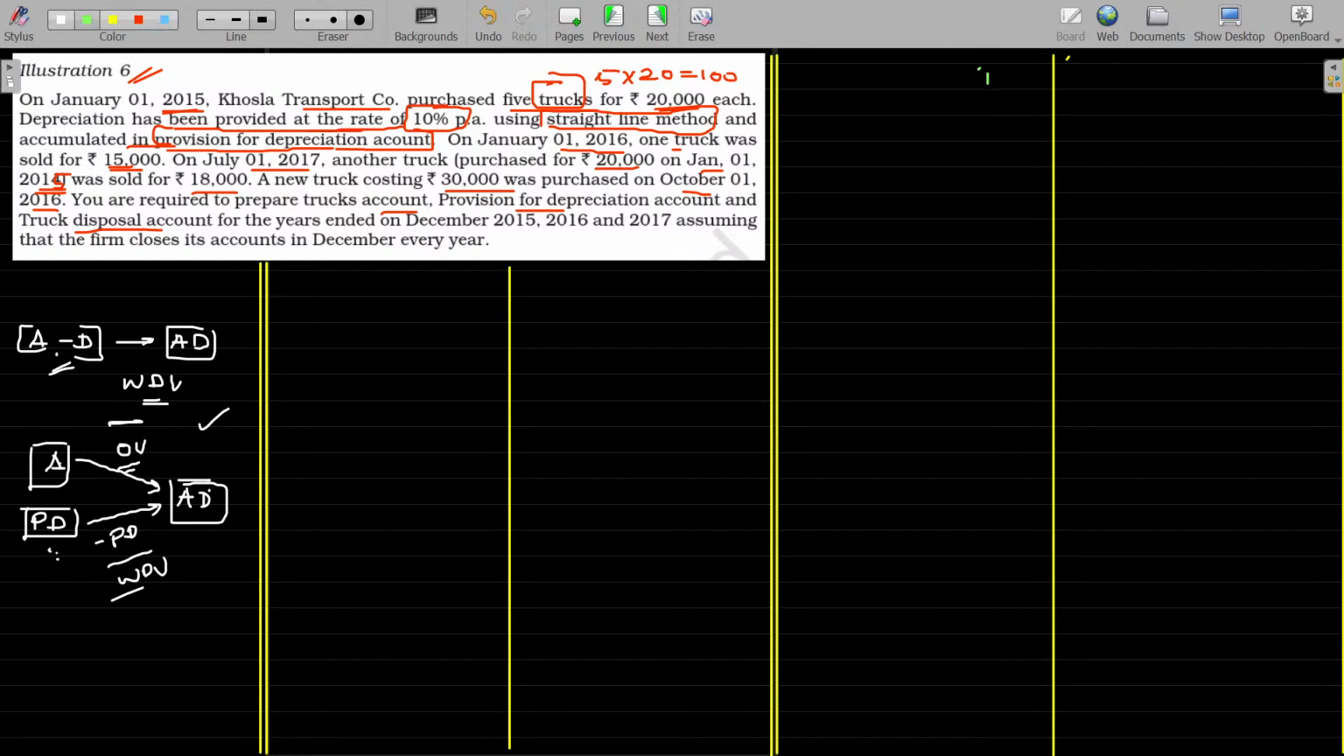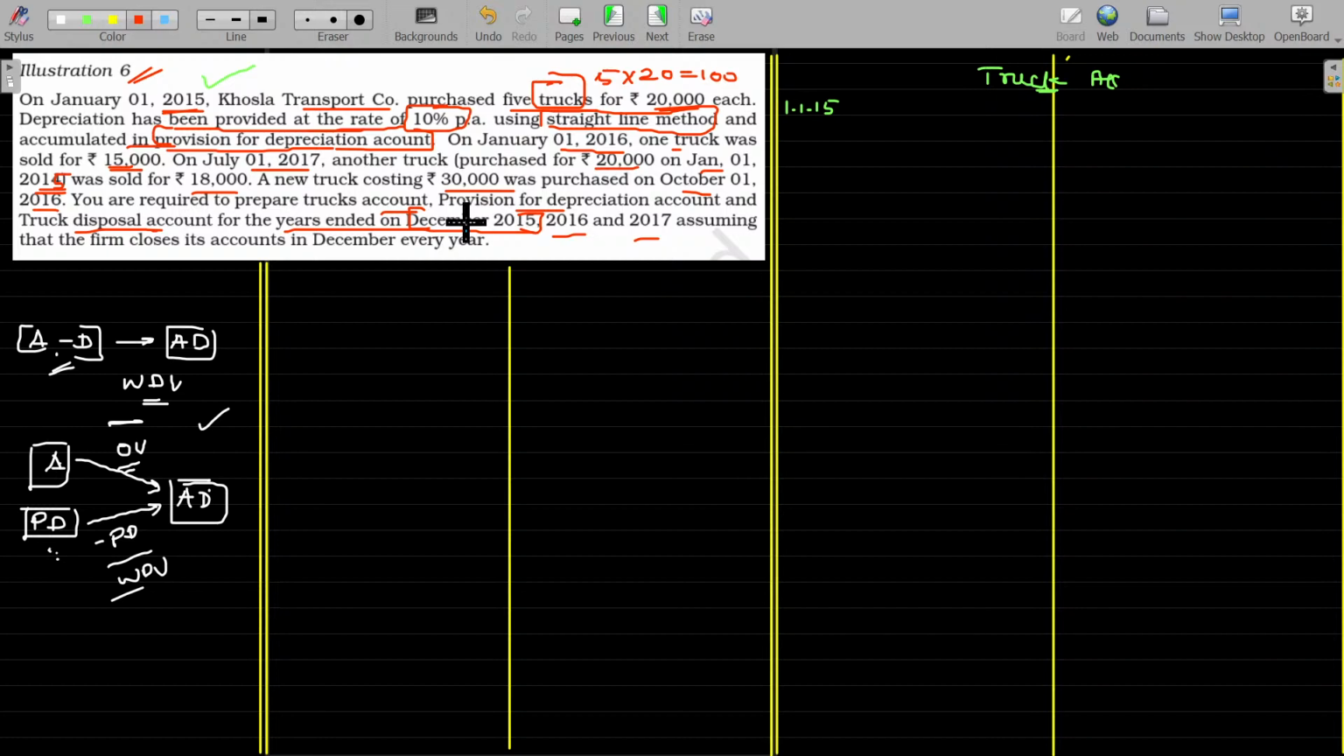Truck account. The date of purchase being 1st January 2015. The year end being 31st December. Okay. The truck disposal account for the year. The year ends on December 2015, 16 and 17. So in this case, every year end being the 31st December.